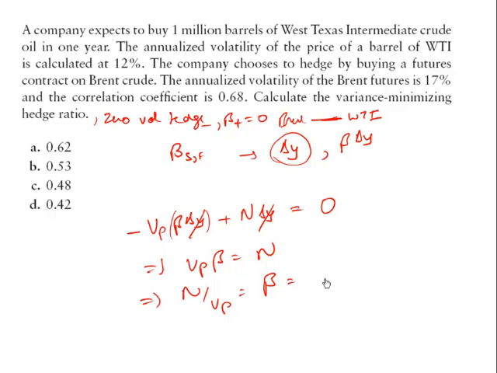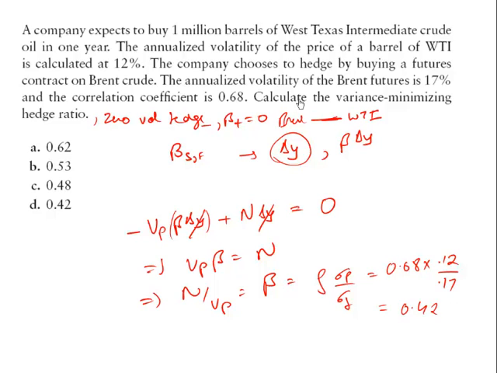Beta can be calculated as rho into sigma p divided by sigma f. Rho is given to be 0.68 into sigma p, that is the sigma of the portfolio of WTI, that is 0.12, divided by sigma of the forward or sigma of the hedging instrument, that is 0.17.